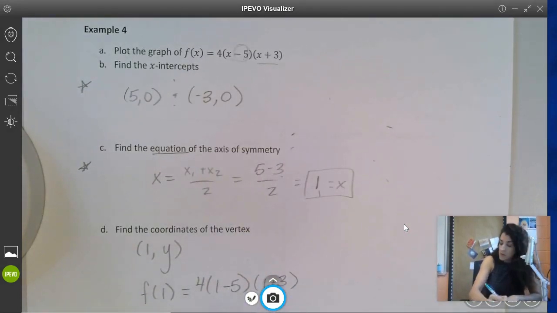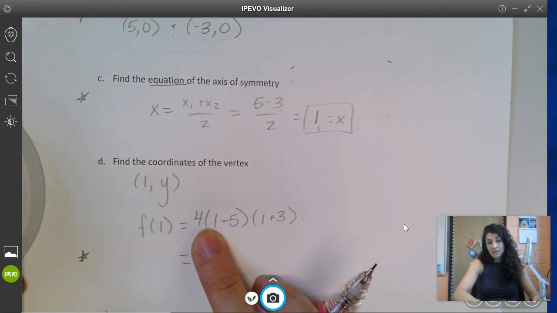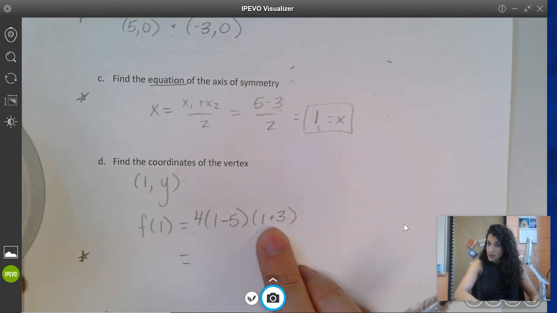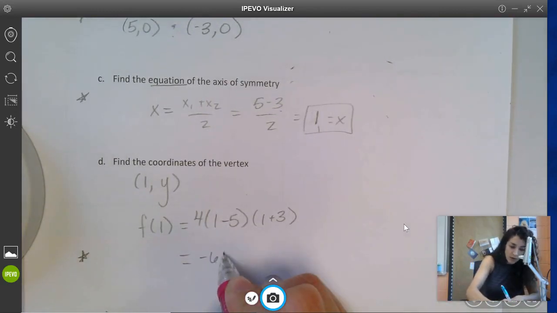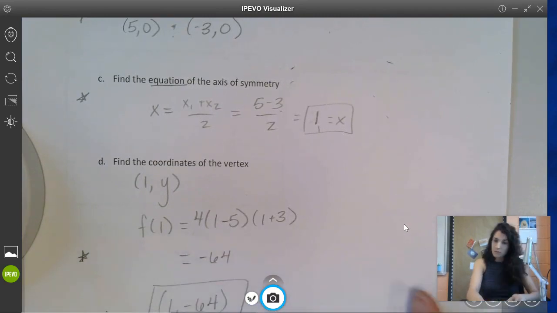All right, go ahead and tell me what the y value is for f of 1. 1 minus 5 ends up being negative 4, times 4 is negative 16, times positive 4 is negative 64. So the total coordinates then end up being 1, negative 64.